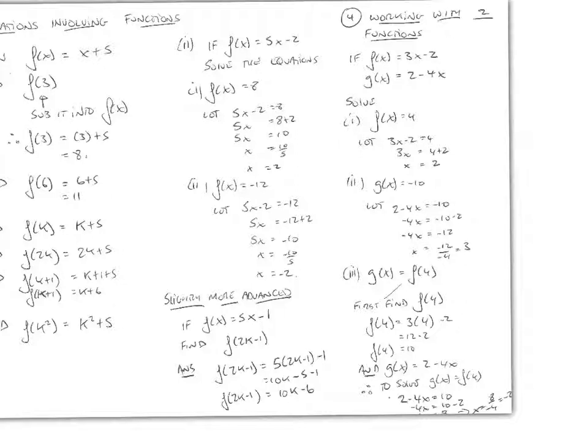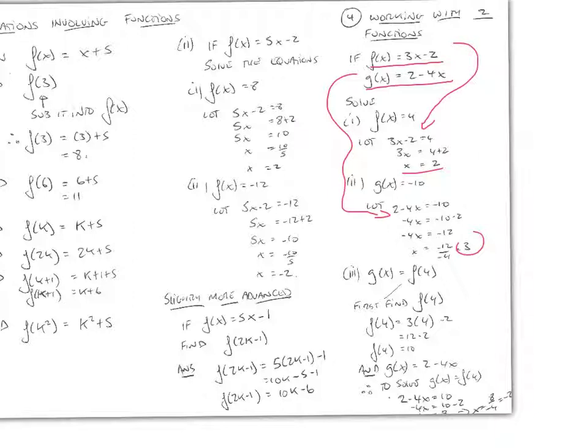Now we move on to problems that have two functions. So we have two functions. F of x is 3x minus 2. G of x, the second function, is 2 minus 4x. Solve f of x is equal to 4. Okay, so that means let this function all equal 4. Find x, that's 2. Solve g of x equals minus 10. Let all of this function equal minus 10, and you'll find that x is equal to 3.